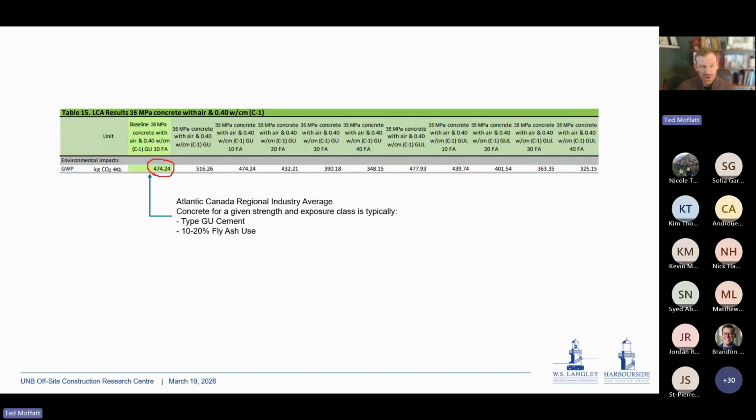These tables are also beneficial for suppliers that might not have access to life cycle assessment software to develop an EPD like the one I previously showed you. They can go into this table to benchmark and get an idea. Let's say I produce a mix with GUL with 20% fly ash. It will have a GWP around 401.54, and then I can look at what reduction that is compared to a baseline of 474.